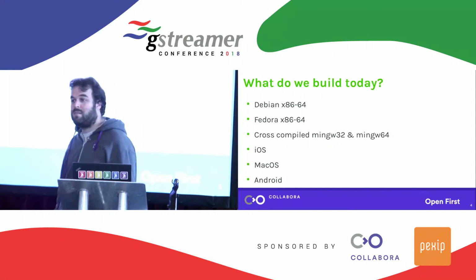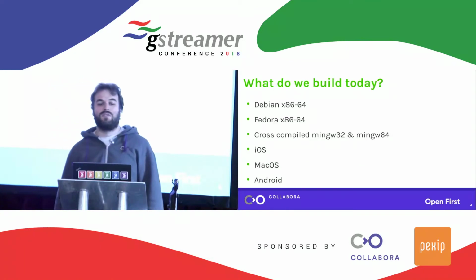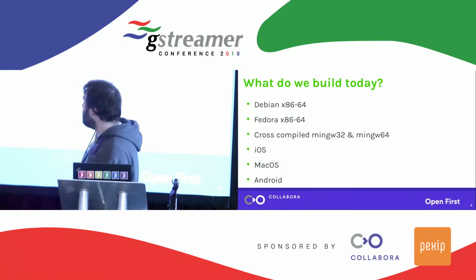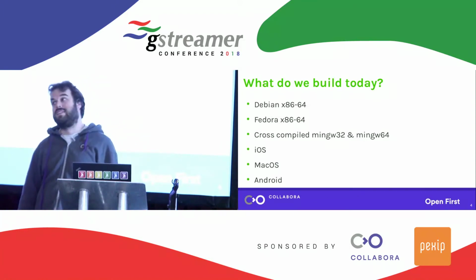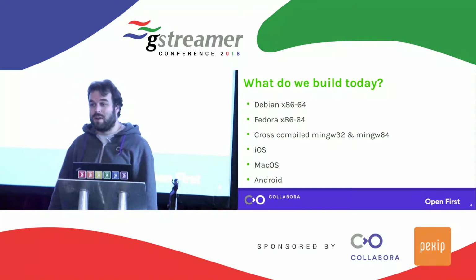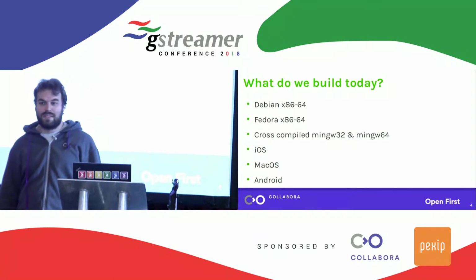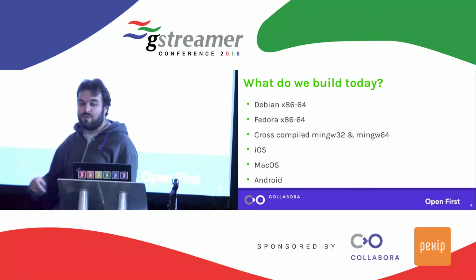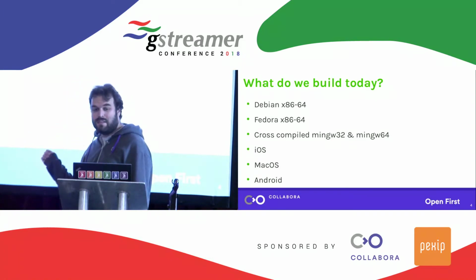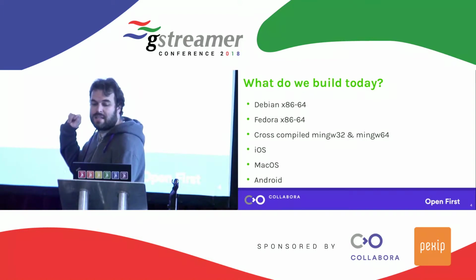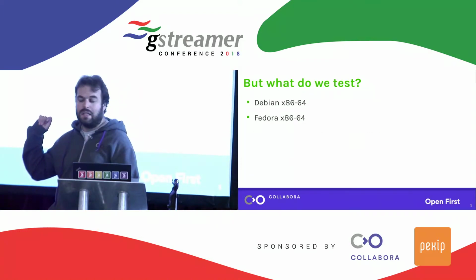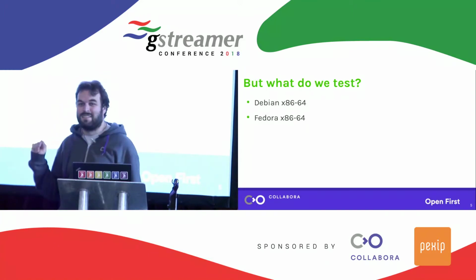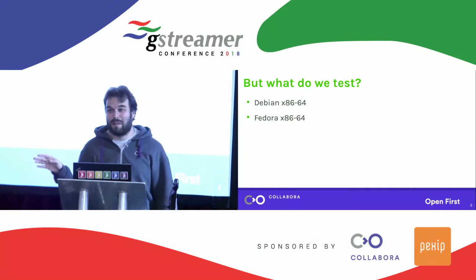So we have a CI system that Edward and Co set up a couple of years ago. And we do quite a few builds now. So we build for Debian, we build for Fedora, x86-64. We cross-compile to Windows, both in 32 and 64-bit. We build for iOS, we build for macOS, we build for Android. We have all of these builds. So what do we test? Debian, x86-64, Fedora, x86-64. So we don't even test any 32-bit platform.